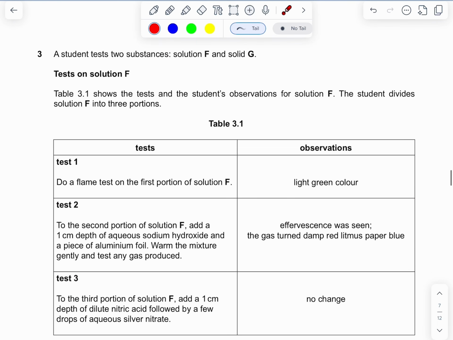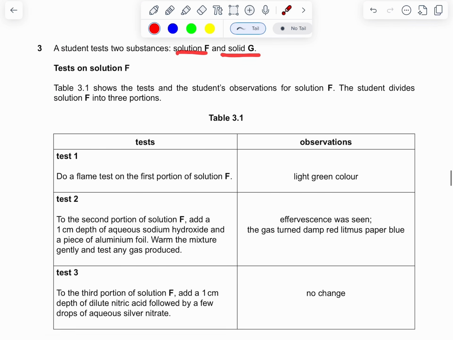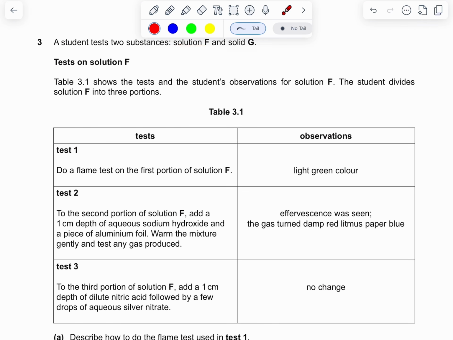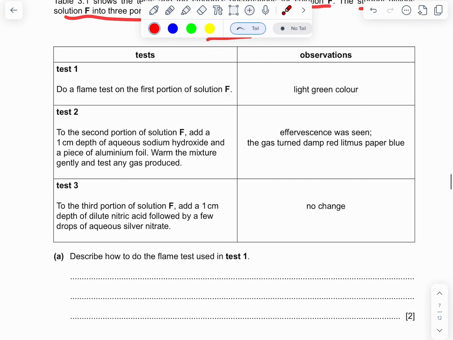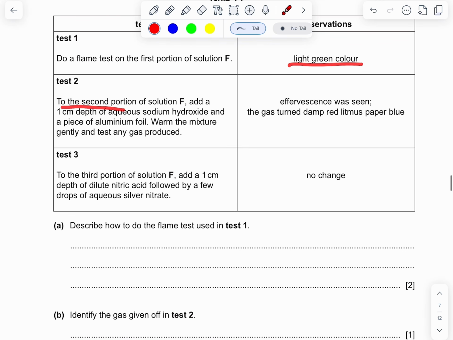Next question. A student tests two substances, solution F and solid D. Tests on solution F. Table 3.1 shows the tests and the student's observations for solution F. The student divides solution F into three portions. Test 1, do a flame test on the first portion of solution F, light green color. Test 2, to the second portion of solution F, add a 1 cm depth of aqueous sodium hydroxide and a piece of aluminum foil. Warm the mixture gently and a gas is produced.